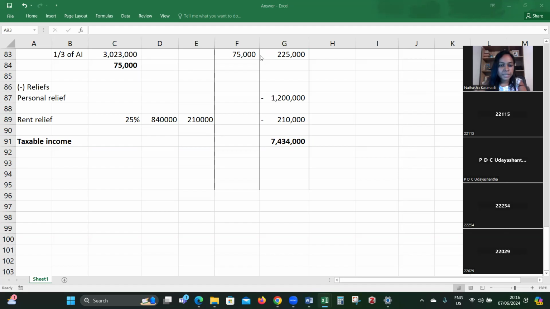How did we get personal relief? Here, 100,000 multiplied by 12, 1.2 million. For the whole year, we can claim 1.2 million. Monthly 100,000, we have 12 months. 100,000 multiplied by 12 months, 1.2 million. That is how we got personal relief. I hope that's clear now.